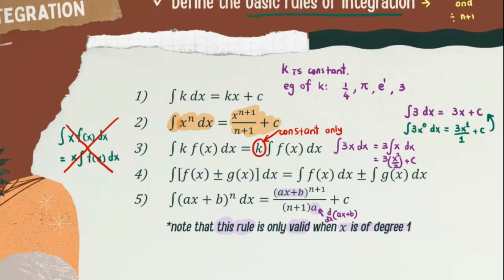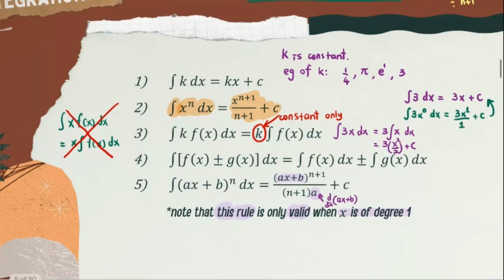So apa contoh dia? Contoh dia adalah integrate 3x tambah 2 kuasa 5 dx. So the answer will be 3x plus 2 to the power of 6 divided by 6 yang didarabkan dengan differentiate 3x plus 2 dapat 3, plus c. So ini sahaja function yang kita boleh gunakan rules nombor 5.